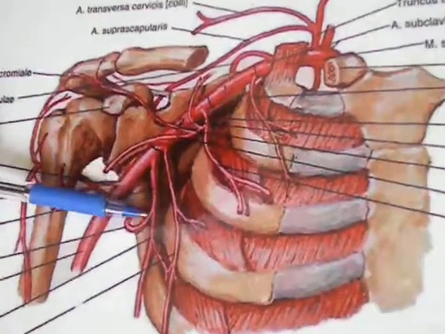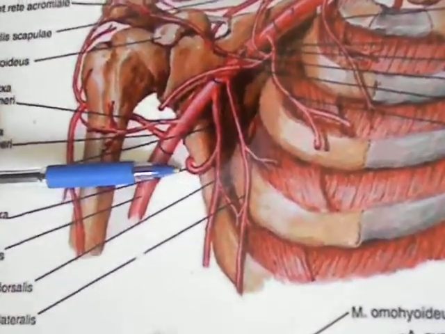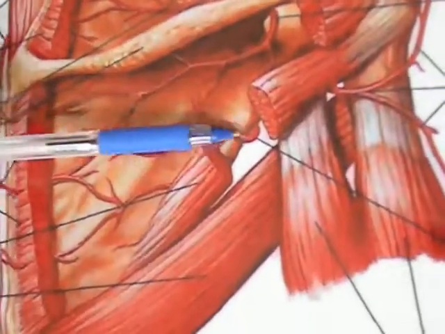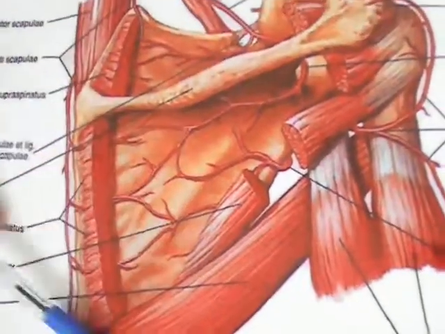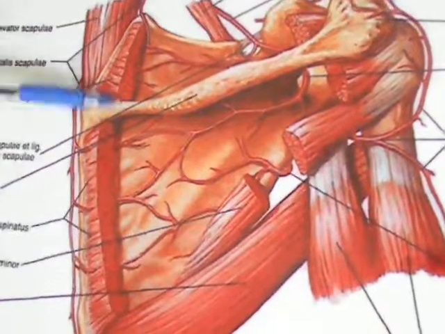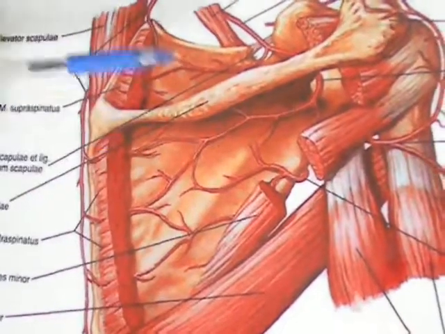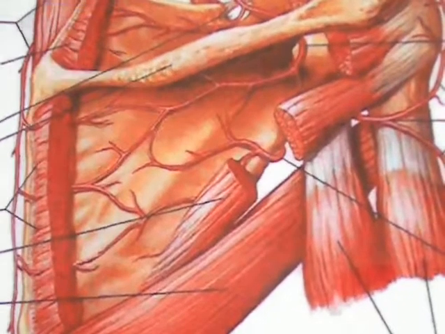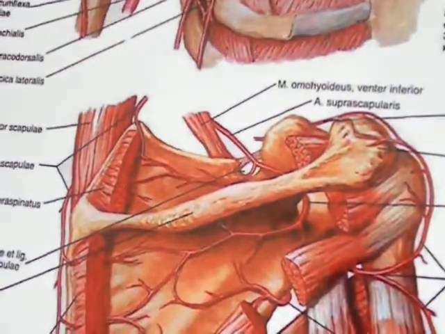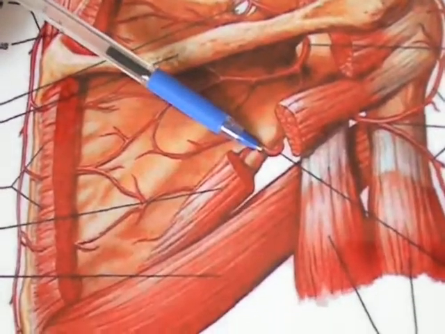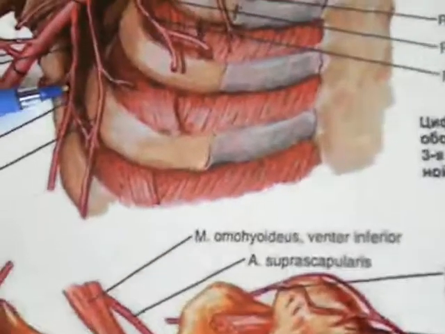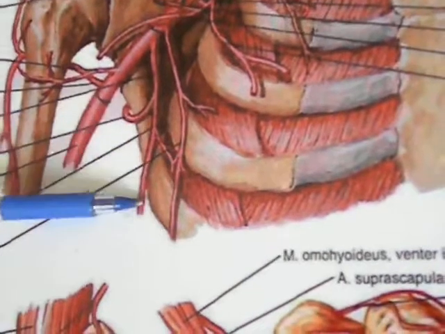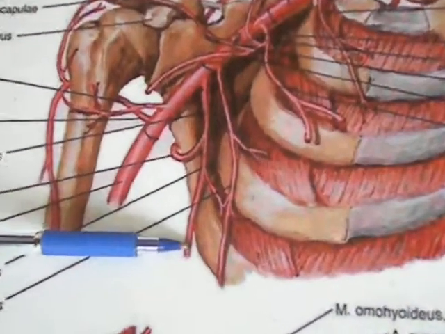It gives two branches. Circumflex scapular artery goes to the triangular opening and vascularizes muscles of the posterior group of the shoulder girdle. You can see the circumflex scapular artery before the triangular opening and after the triangular opening. And thoracodorsal artery, which vascularizes muscles of the chest and also muscles of the back.